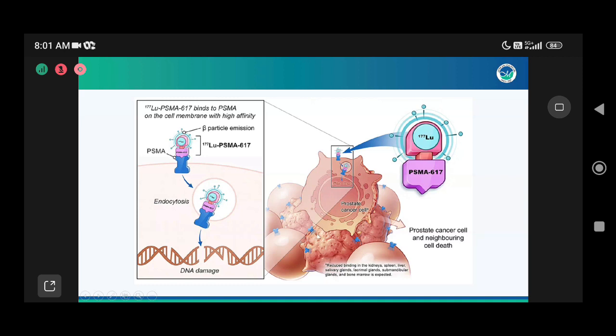The same goes with actinium PSMA also, in which actinium is the only thing that is different, targeted to PSMA. When it internalizes, it emits alpha rays, and there is more DNA damage. In the case of beta emitting radiopharmaceuticals, you can consider a ratio of 1:100. So one cell kill in beta, 200 cell kill in alpha.